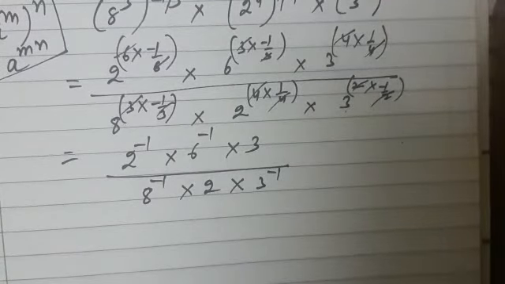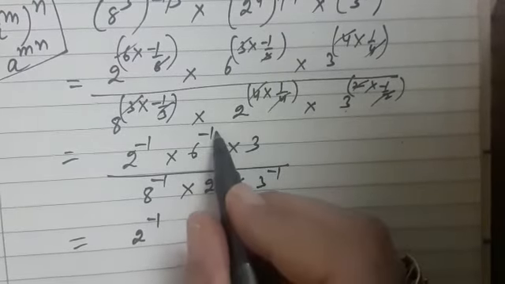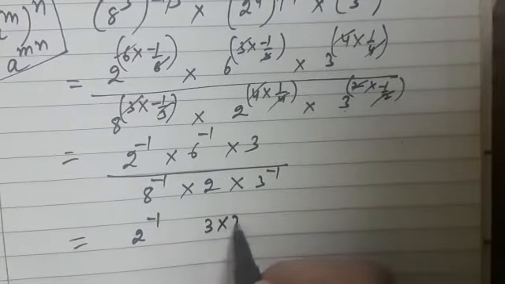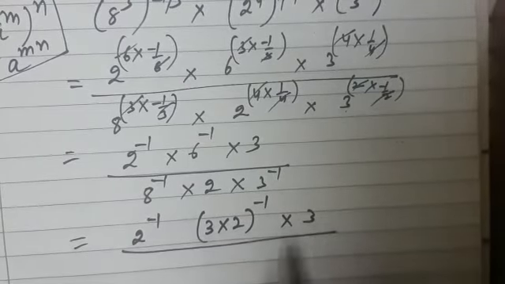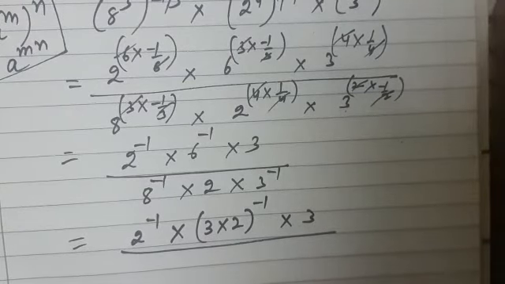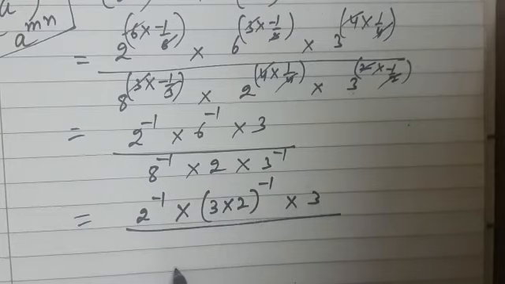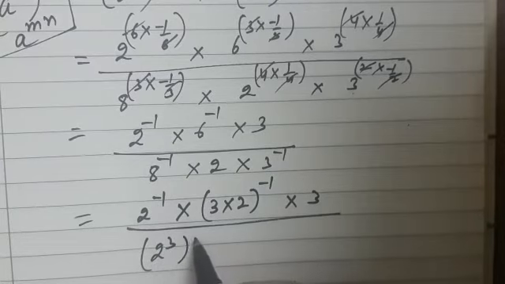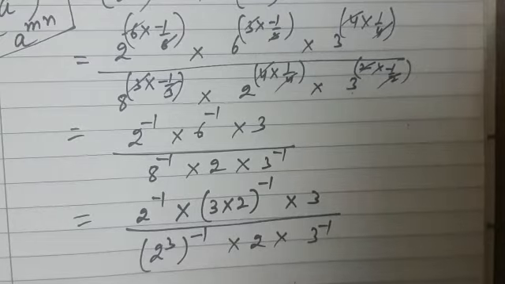Now notice here that we can write 6 raised to the power minus 1 as 3 into 2 raised to the power minus 1. Why are we doing this? Because we will now try to write all the given terms in terms of 3's and 2's so that we can combine and get the final answer. So now you see here 8. 8 is 2 raised to the power 3. And here it is power minus 1 into 2 into 3 raised to the power minus 1.